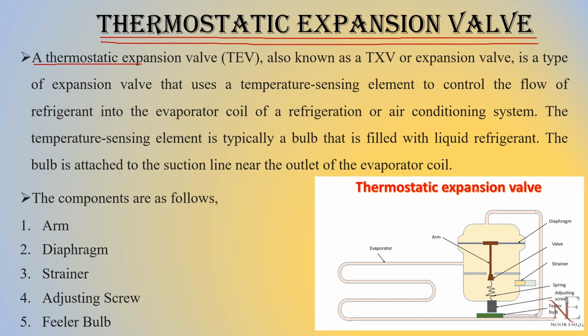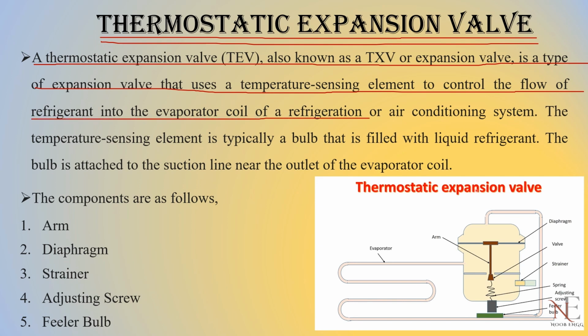A thermostatic expansion valve, also known as TXV or expansion valve, is a type of expansion valve that uses a temperature sensing element to control the flow of refrigerant into the evaporator coil of a refrigeration or air conditioning system. The temperature sensing element is typically a bulb that is filled with liquid refrigerant. The bulb is attached to the suction line near the outlet of the evaporator coil.